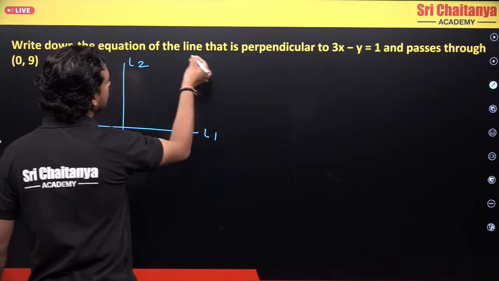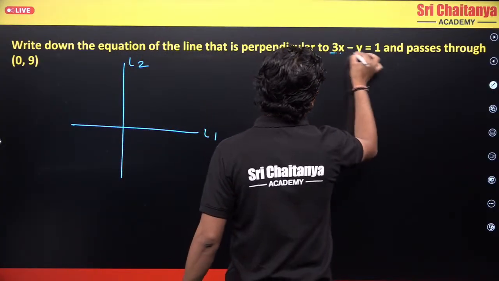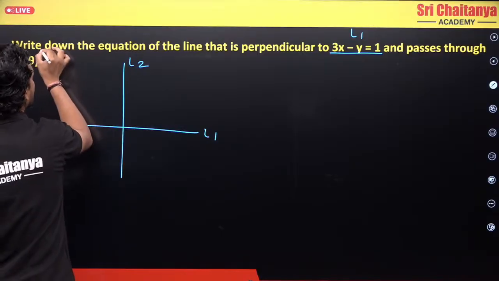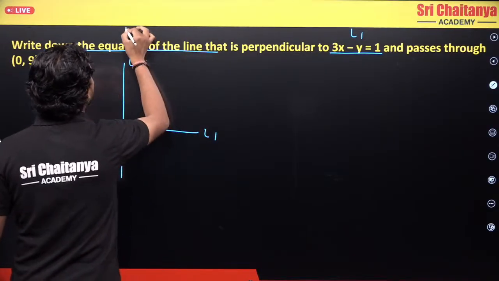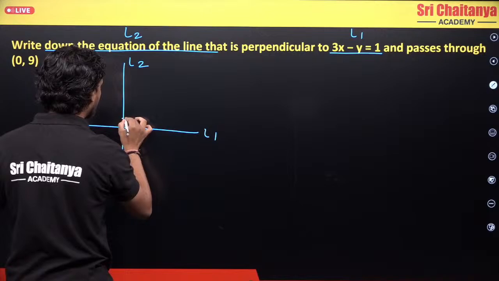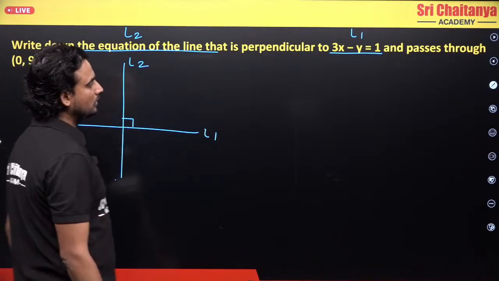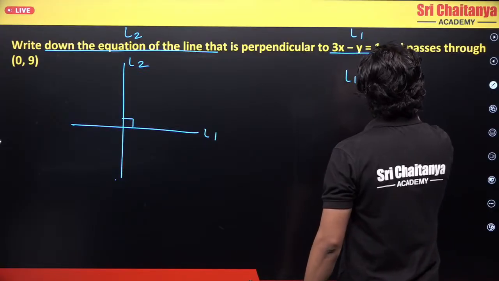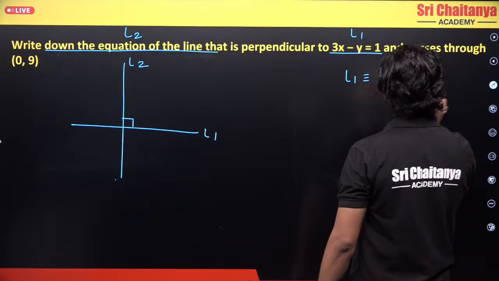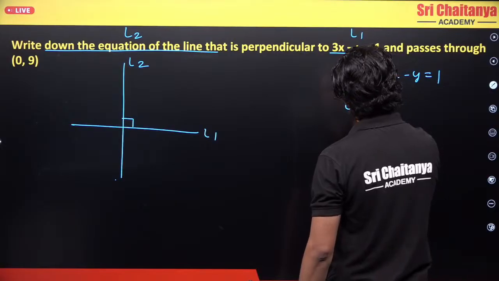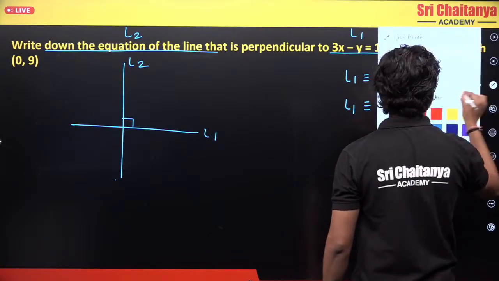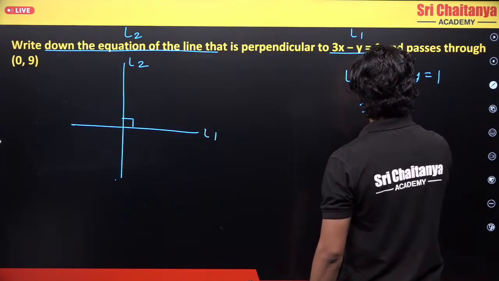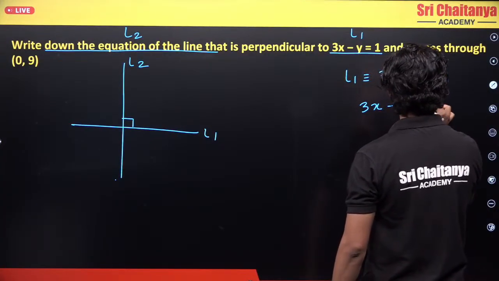So write down the equation of the line that is perpendicular to this line. Let's say this is my line 1 and I want to write down the equation of a line, L2, that is perpendicular. So L1 and L2 are perpendicular. And what is the equation of L1? L1 is 3x minus y equals 1, or I can say 3x minus 1 is equal to y.